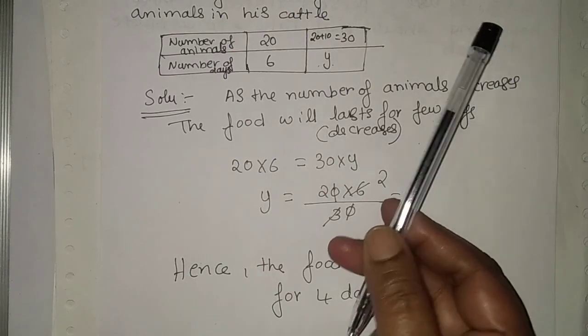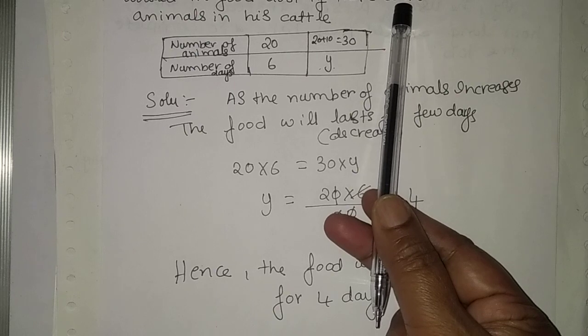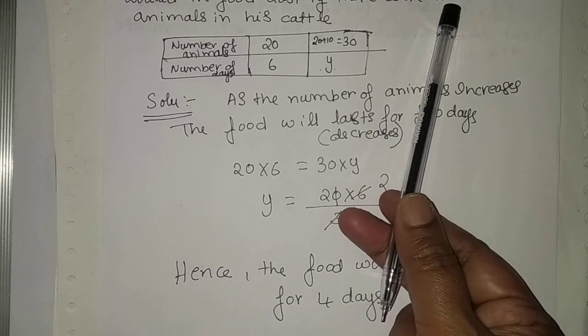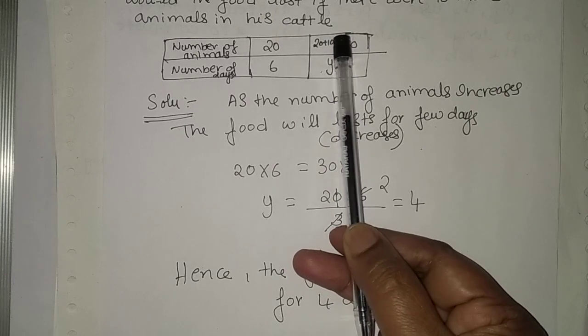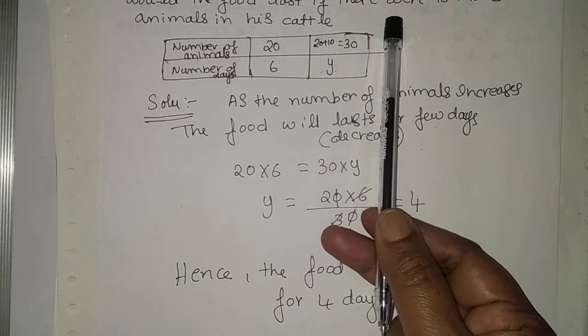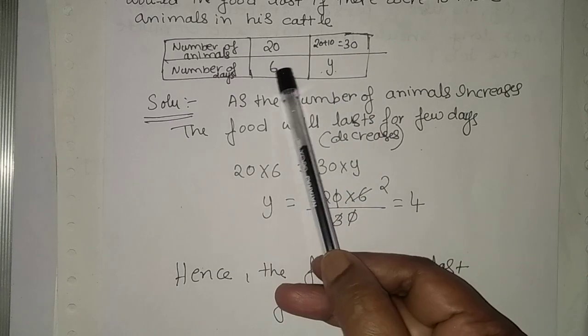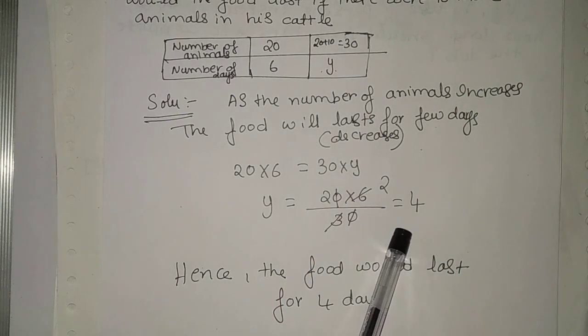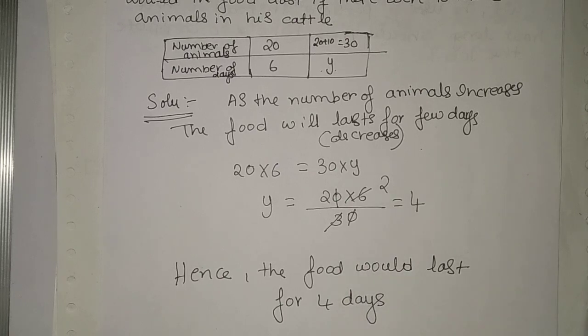So a farmer has 20 animals, and the food he has lasts for 6 days. Again, if 10 more animals are added, that is 30 animals, how many days will the food last? If the animals are 30, the food lasts for only 4 days. So this is the fifth problem. We move on to the sixth one.